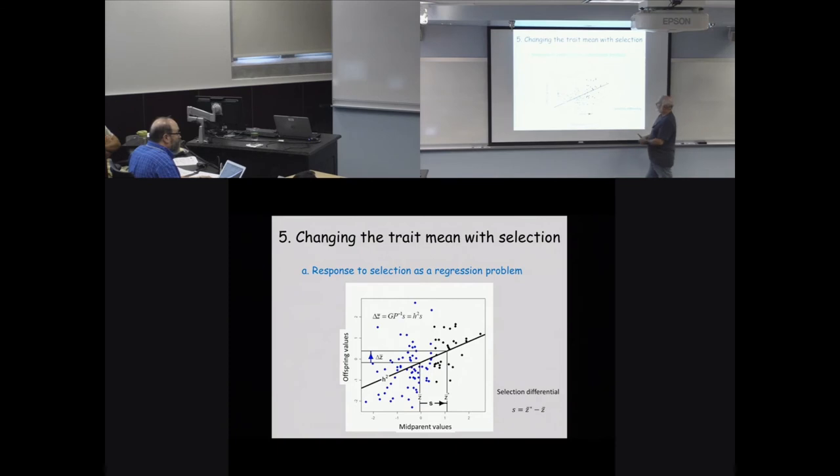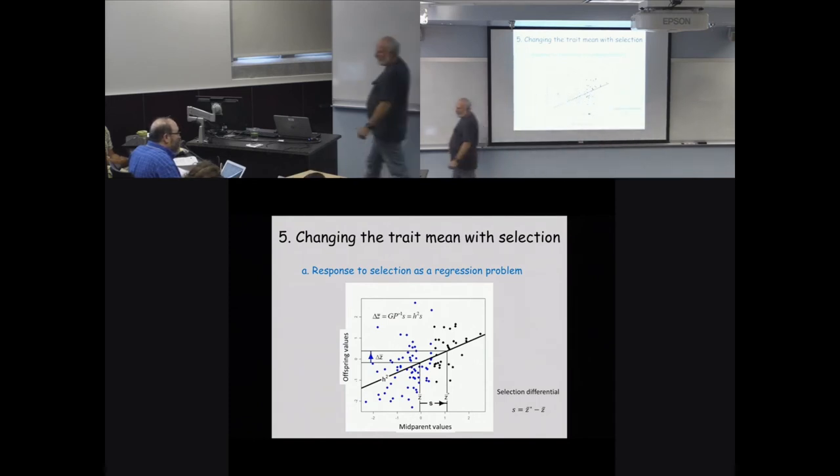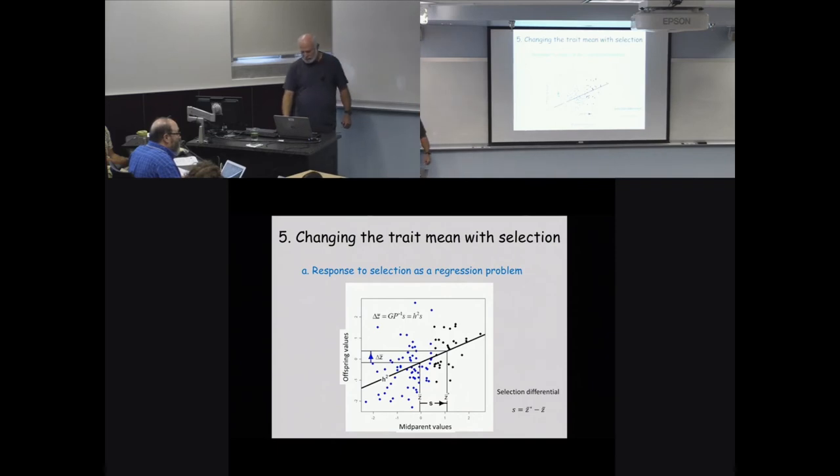Jay Lush used to talk about, in his book, h squared being the fraction of the selection differential that's carried into the next generation. You're a hog breeder. You're going to impose this much selection. How much of that potential improvement are you going to see in the next generation? You've got to multiply it by h squared, and that'll give you the response to selection. So it's sometimes good to think in terms of a breeder mindset.